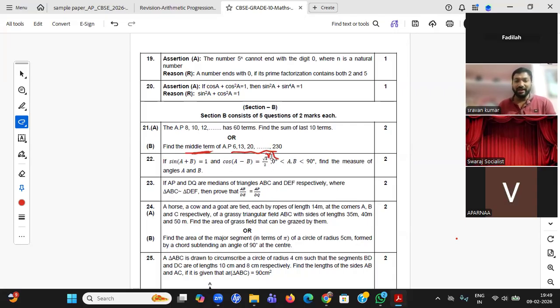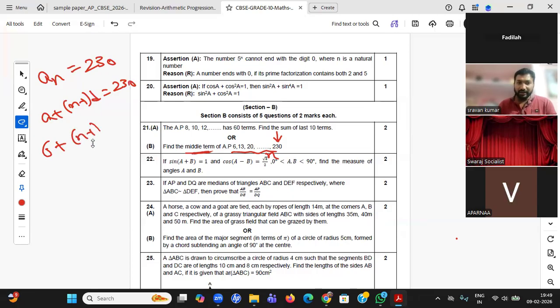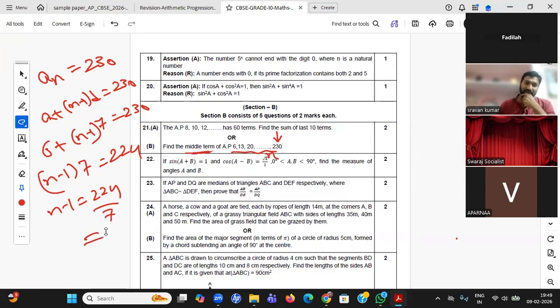How will you find n? Sir, you have the a of n, so can't you find n? a of n equal to 230. a plus n minus 1 into d equal to 230. a is 6. d is 13 minus 6, which is 7. So n minus 1 into 7 equal to 230 minus 6, which is 224. n minus 1 equal to 224 by 7. 7 3s are 21, 7 2s are 14. n equal to 33.